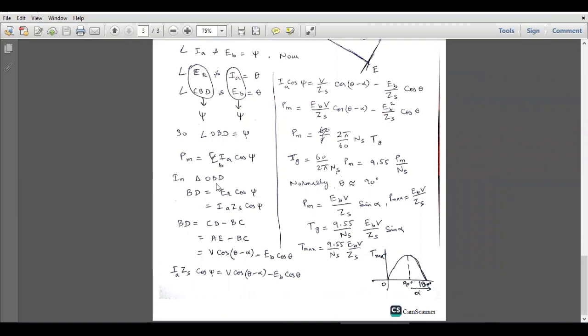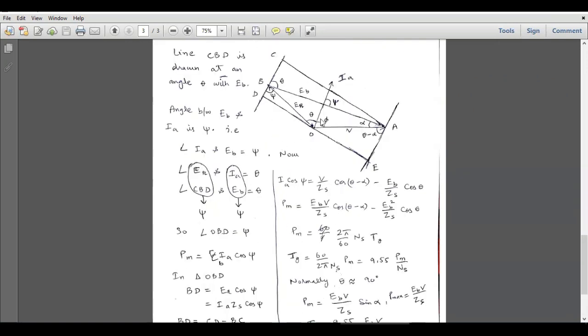In this triangle OBD, BD is equal to ER cos psi. This angle is psi, so this component is equal to ER multiplied by cos psi, because the component in front of the angle is always the sine component, and the component adjacent to the angle is always the cosine component. So BD is equal to ER cos psi, and ER is equal to IA ZS.